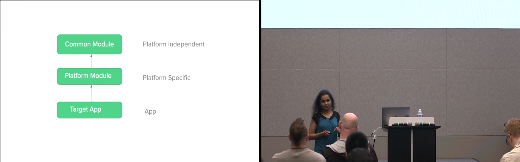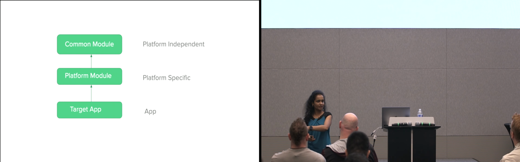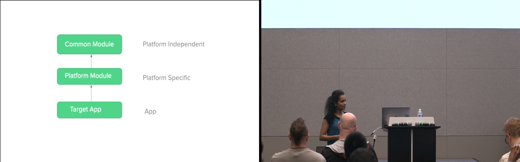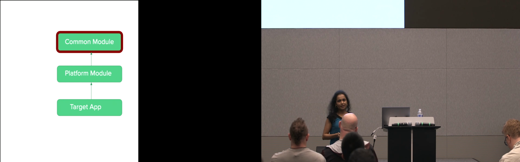Let's say that if the common module wants to use any platform specific APIs, then the platform module comes into picture. Let's say that we are trying to target Android, iOS, and JavaScript, then we will have a platform specific module for each platform, like one for Android, one for iOS, and one for JavaScript. All these three modules will implement platform specific API or the methods in those modules. And then eventually the target app is going to use that. I'm going to dig a little bit deeper into these two modules first.